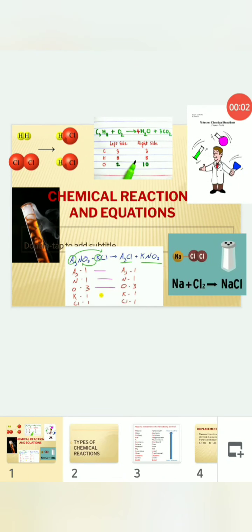Welcome to the second session of the first chapter, Chemical Reactions and Equations. So here we will see types of chemical reaction. In your first session, we have learned combination reactions, and then we have learned decomposition reaction. In decomposition reaction, there were three types: thermal decomposition, electrolysis, and then photolysis. Here we are going to see displacement reaction first.